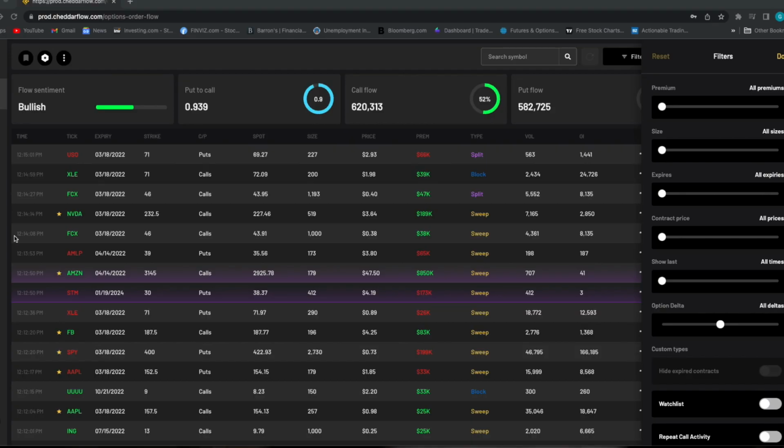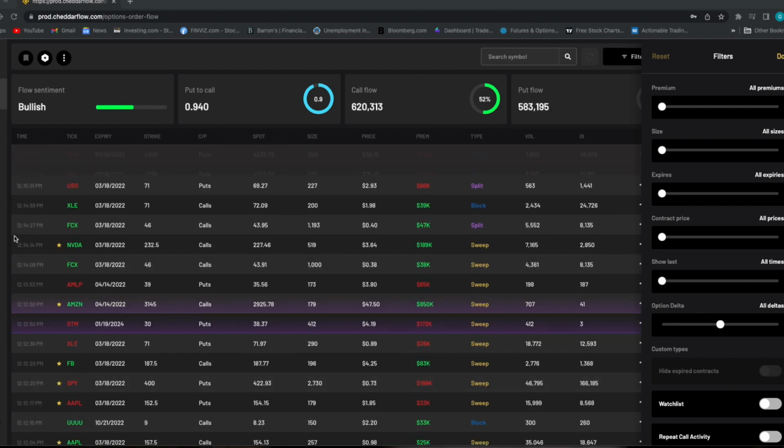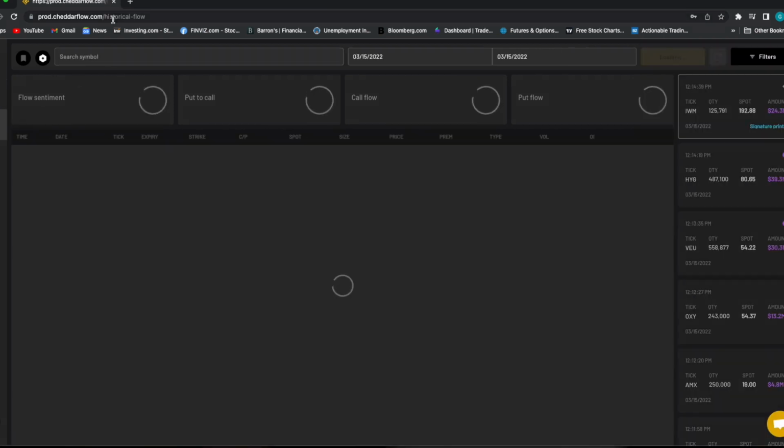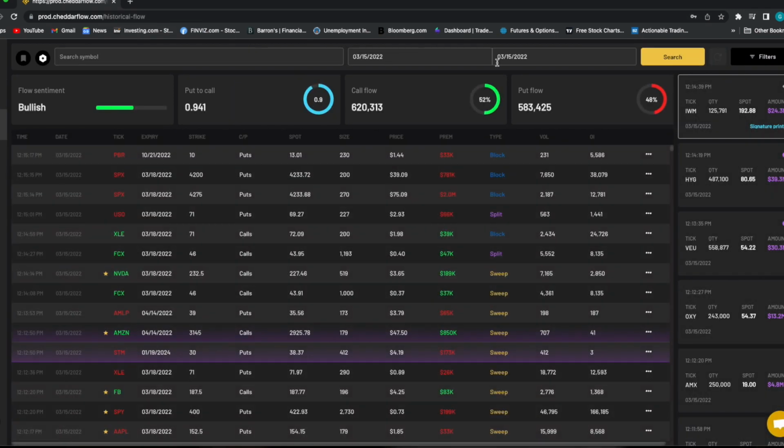Cheddar Flow. It's an options flow tool that I use to look at which way the options are moving. This tool actually has great features. They actually have historical data, so you can go here, click on historical flow. So I do use this tool, and I'll show you how I use it.